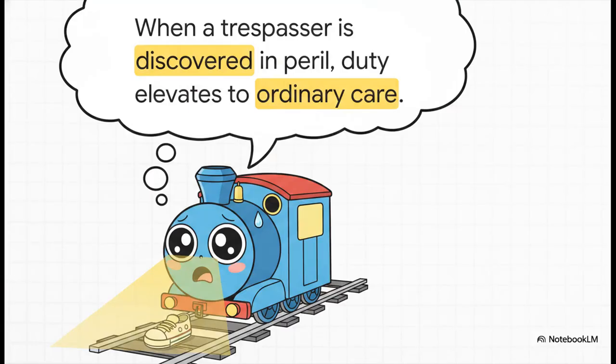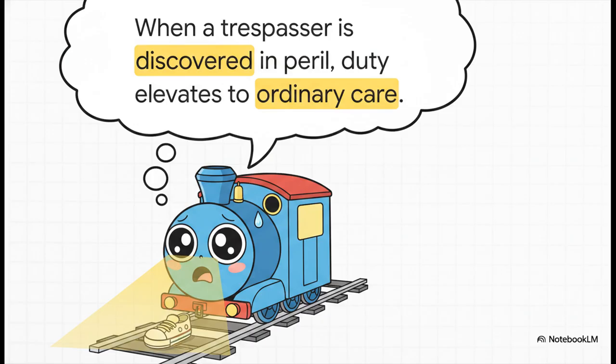But hang on, there is a vital exception you've got to know, the discovered peril exception. Even if someone is a trespasser owed the lowest possible duty, the exact moment they are discovered in a position of peril, the duty elevates.